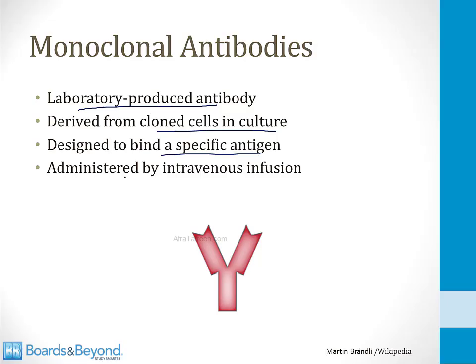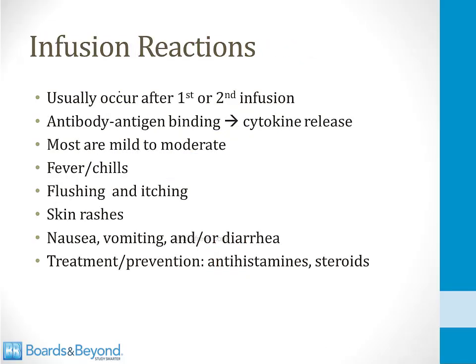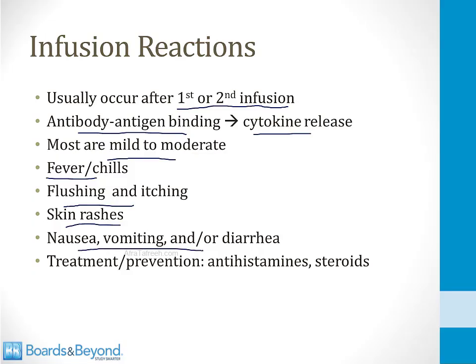Monoclonal antibodies are administered by intravenous infusion. Most patients will go to an infusion center on a regular basis to receive an infusion of one of these drugs. Many of the monoclonal antibodies can lead to what's known as infusion reactions. These usually occur after the first or second infusion. As the antibodies bind antigens, this leads to cytokine release, and that leads to symptoms. Most of the symptoms of infusion reactions are mild to moderate. They can include things like fever and chills, flushing and itching, or skin rashes. Sometimes they include GI symptoms like nausea, vomiting, or diarrhea. And in certain cases, especially with some of the antibodies that are known to cause more severe infusion reactions, treatment or prevention can be done with antihistamine drugs or steroids.